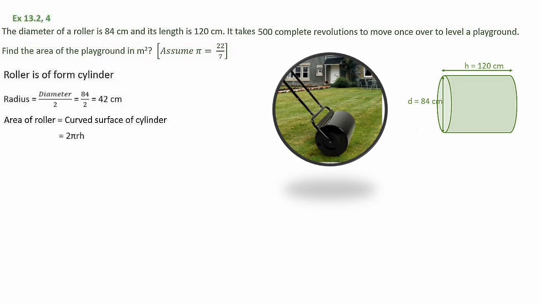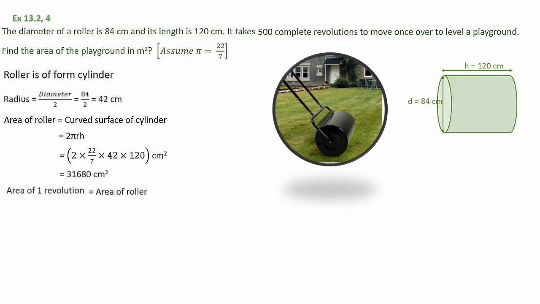So curved surface area of cylinder, we know the formula 2 pi r h. h is here 120 centimeter. Then 2 into pi value is given to us 22 by 7 into radius is 42 into 120 height, centimeter square. That is equal to, when we calculate, we can just divide this 7 and 42 6 times. No more cancellation, just a multiplication only. 2 into 22 into 6 into 120. When we multiply, we will get 31,680 centimeter square. So you must do the calculation and verify that you are getting this answer, 31,680 centimeter square. This is the area which is covered when the roller is rolled one time.